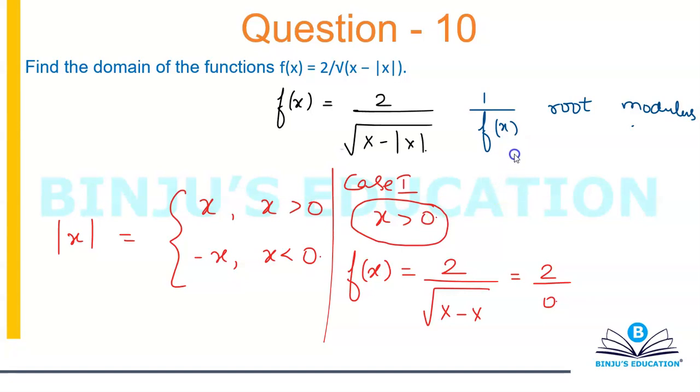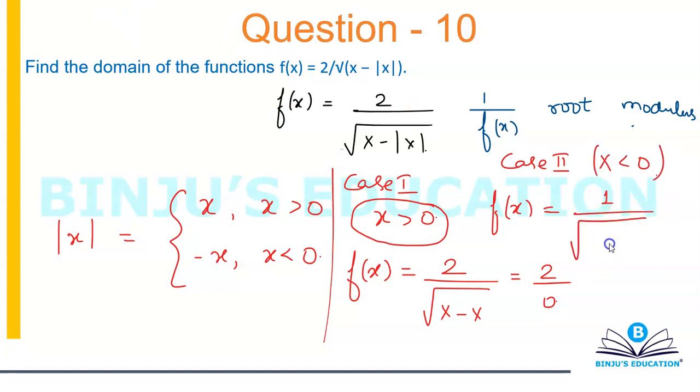Then we're going to take case number 2. When x is negative, so this will become 1 over x minus of minus x, and I'm going to remove this positive part, and this will basically give me the value of function as 1 over 2x inside root.